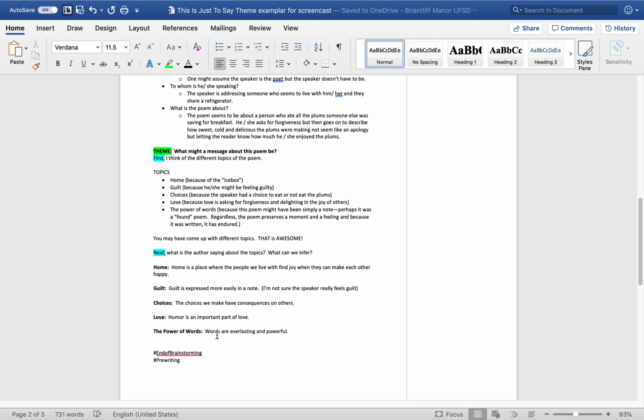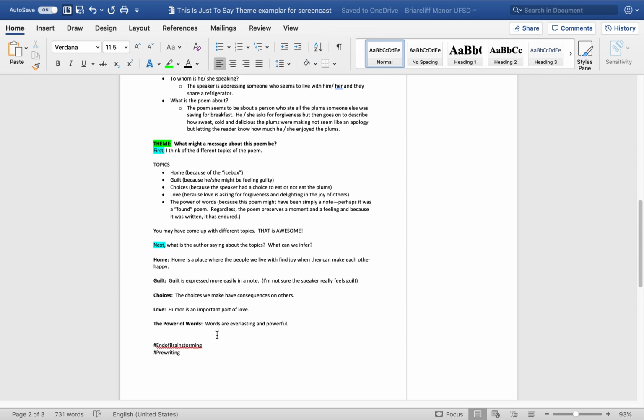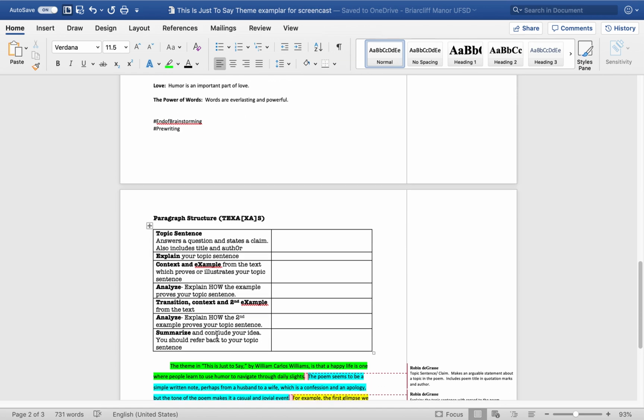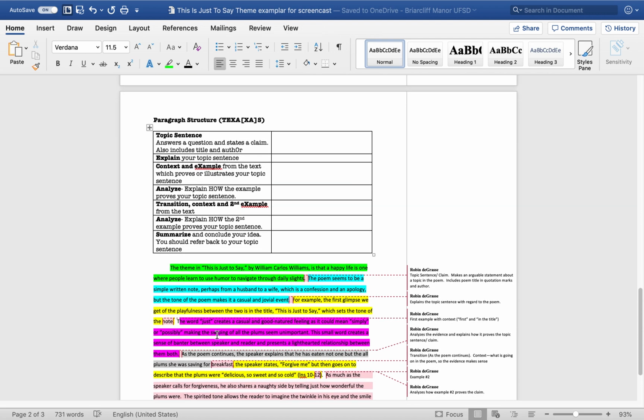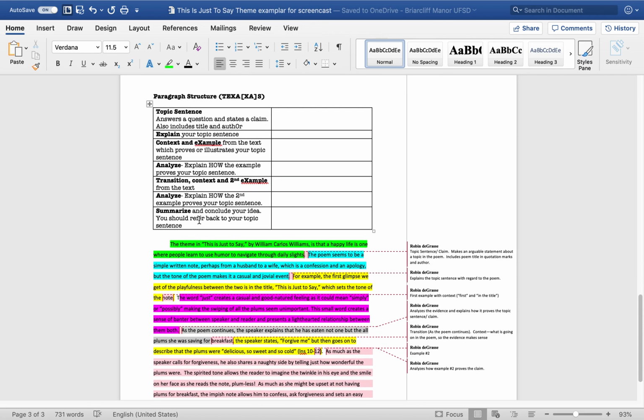So at this point, we've done a lot of our brainstorming work. So hashtag end of brainstorming, hashtag pre-writing is over. Once we've done all of this work, then we can begin planning our writing. And down here, I have created the paragraph structure for you. You may or may not recall that I give you this acronym, TEXAS.